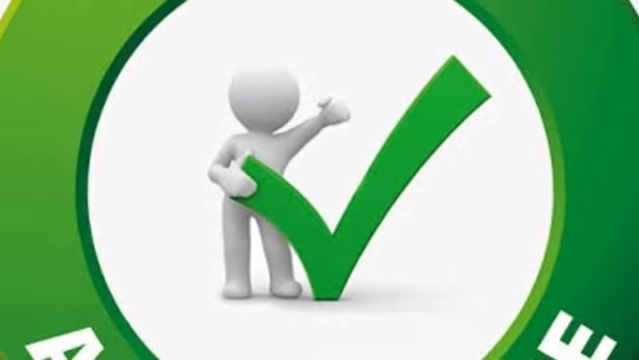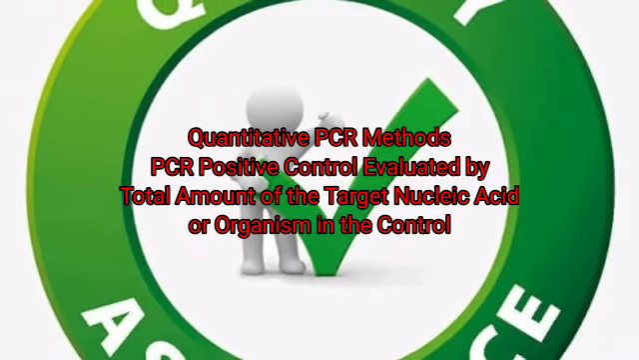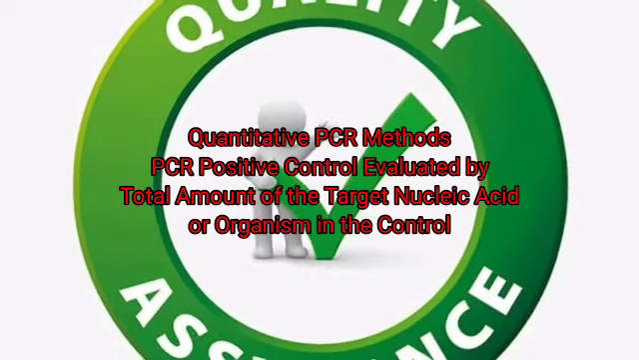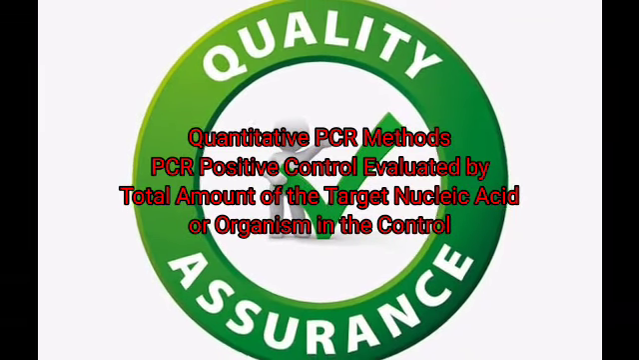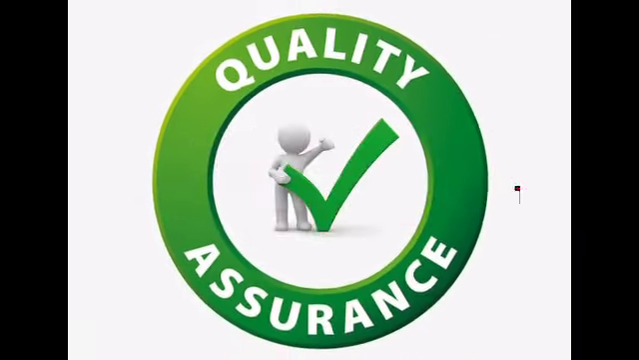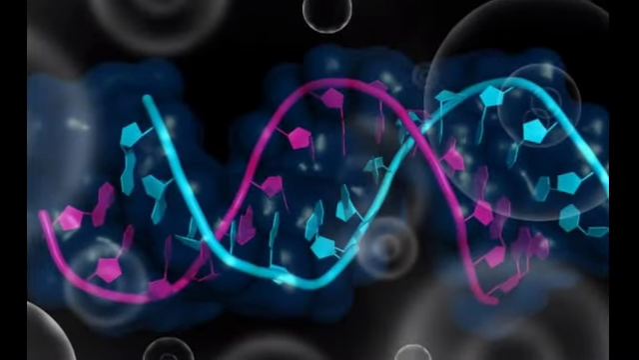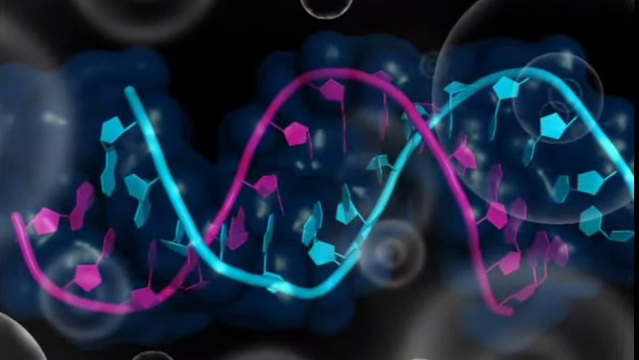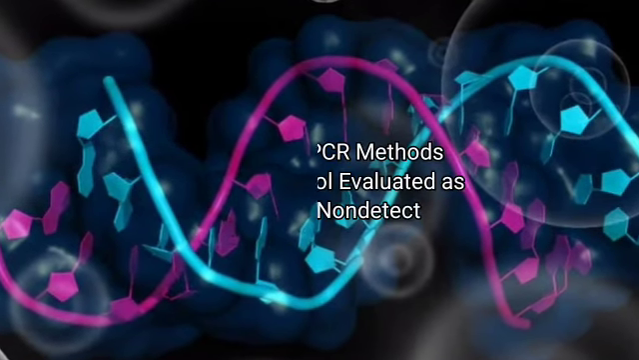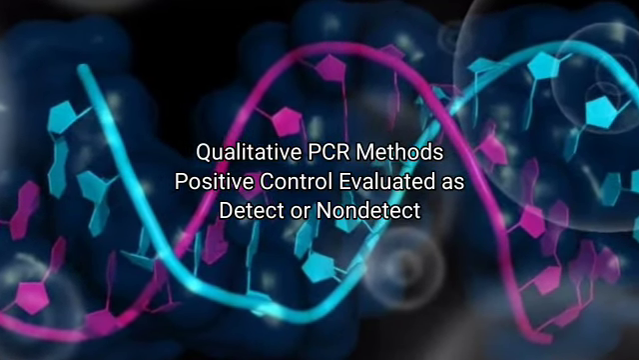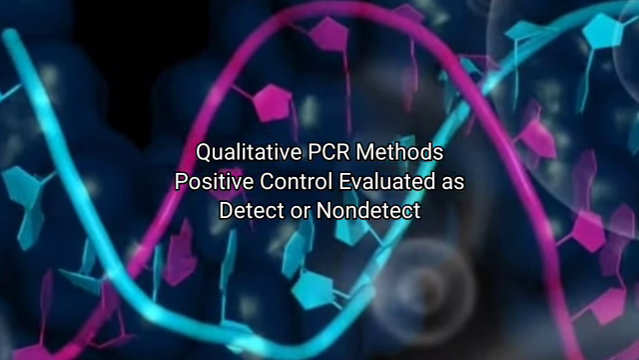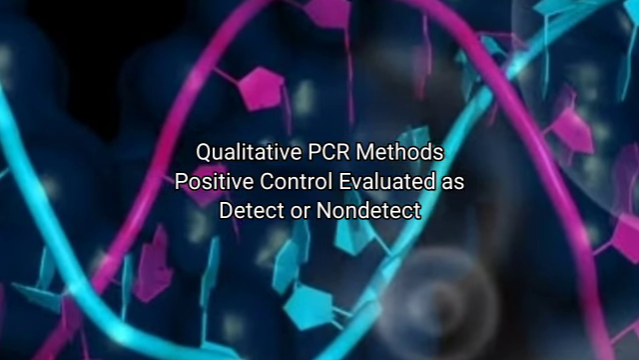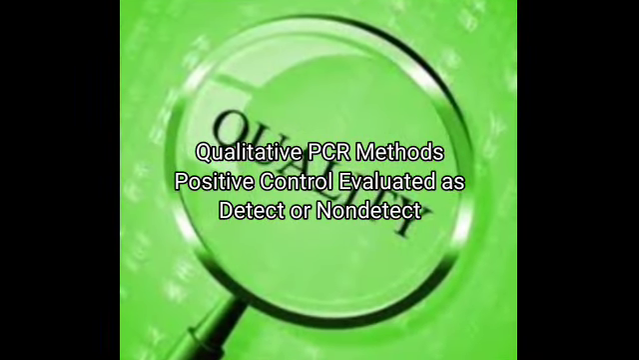applications. For quantitative PCR methods, the PCR positive control is evaluated by determining the total amount of the target nucleic acid or organism in the control divided by the amount added to the reaction as a spike. For qualitative PCR methods, the PCR positive control typically is evaluated in terms of detect or non-detect. So it is just a simple qualitative measurement whether it will show presence or absence.